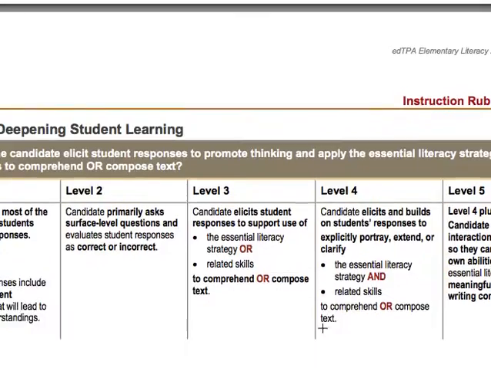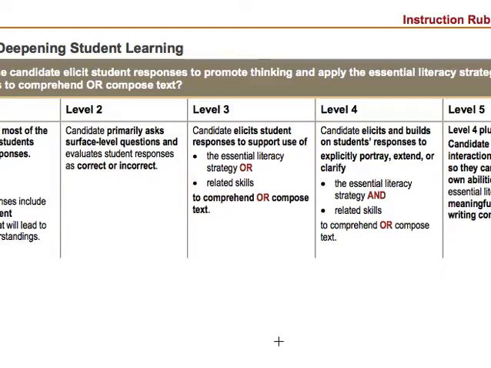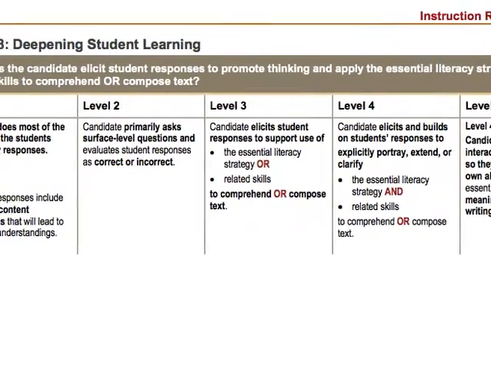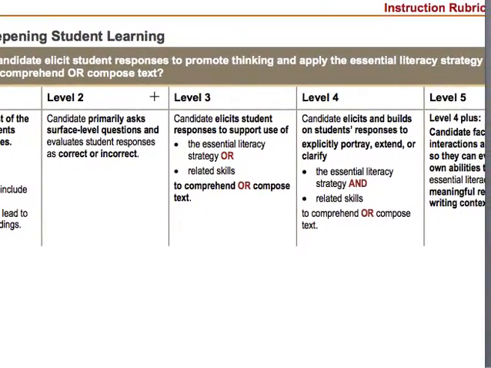Now, if we look at the rubric for deepening student learning, the idea is, how does the candidate get students to say this stuff? Level 3 is that the candidate elicits student responses, so you get them to say things, to support the use of the strategy or the related skills to comprehend or compose text. Right? One or the other. You may not be able to show everything. Depending on your video clips, this will require some planning to make sure that you can target the overall strategy and those component skills. Again, you will be wanting to relate those back and forth all the time. We'll talk more about that in the next rubric or task.